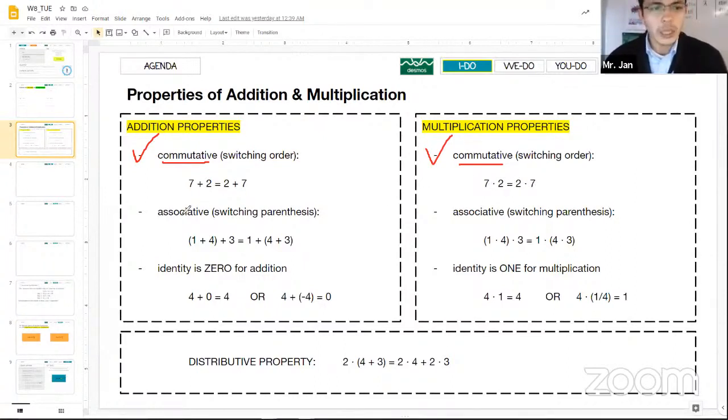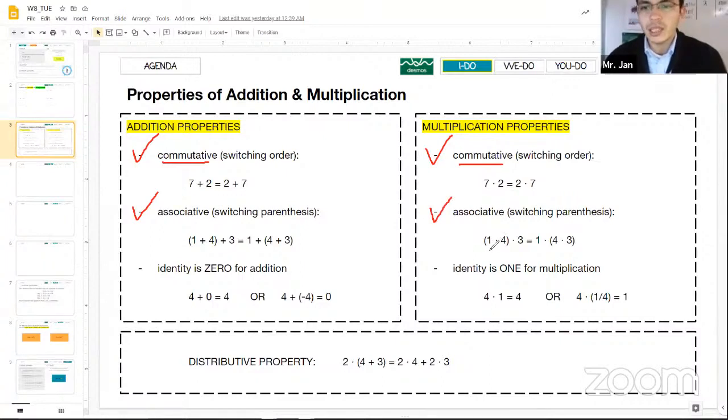The second property that we learned is the associative property. The associative property is switching the parentheses. Switching means rearranging. If you see in this example, when you have 3 different numbers and you add them up, it doesn't matter which 2 you add together. So for example, 1 plus 4 is 5, plus 3 is 8, and you can get 8 the other way, like 4 plus 3 is 7, plus 1, and still 8. So rearranging the parentheses, you end up with the same result, and we call that the associative property. It's the same thing for multiplication.